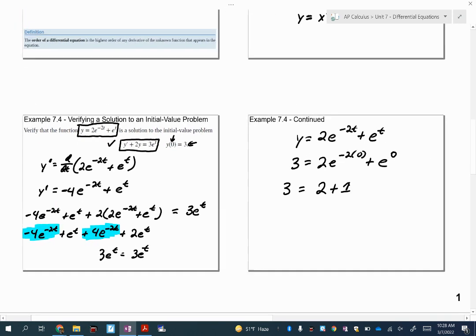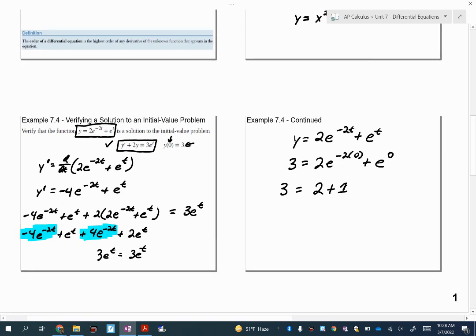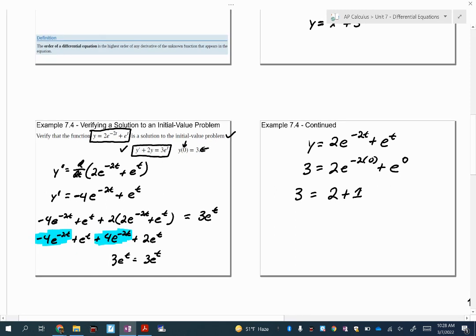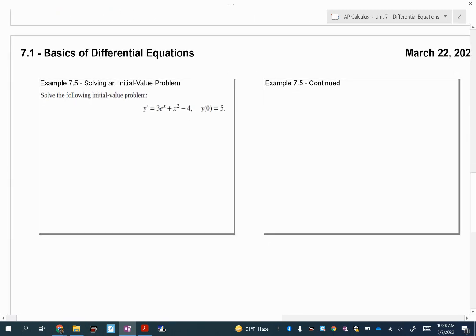So that's the second step in verifying that this function is a solution to the initial value problem, making sure that your initial value makes your function for y a true statement. And it does. Okay? All right. Let's do one more.